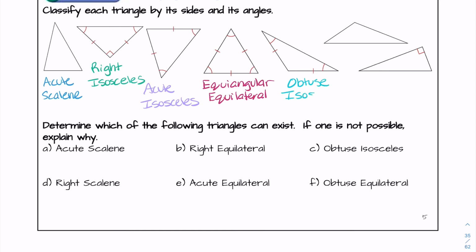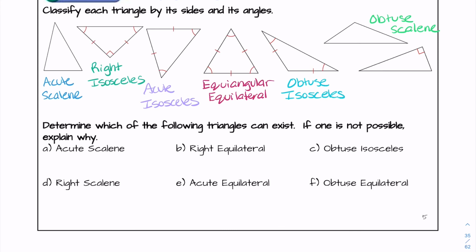Okay, good. This next one appears to be an obtuse isosceles. Obtuse isosceles. And we're getting there. This top one appears to be an obtuse because of that one obtuse angle. So obtuse scalene. No sides in common.